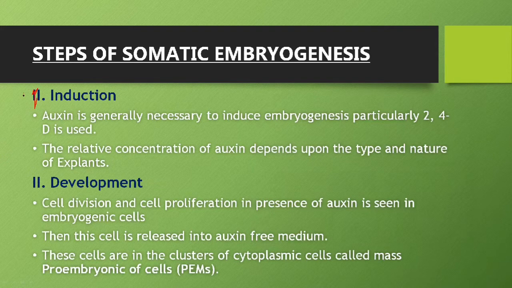So the first step is induction. Auxin is generally necessary to induce somatic embryogenesis, and generally the auxin used for somatic embryogenesis is 2,4-D. The relative concentration of auxin depends on the nature and type of species we are using. Development: cell division and proliferation in the presence of auxin is seen. So auxin is the main hormone to induce somatic embryoids.